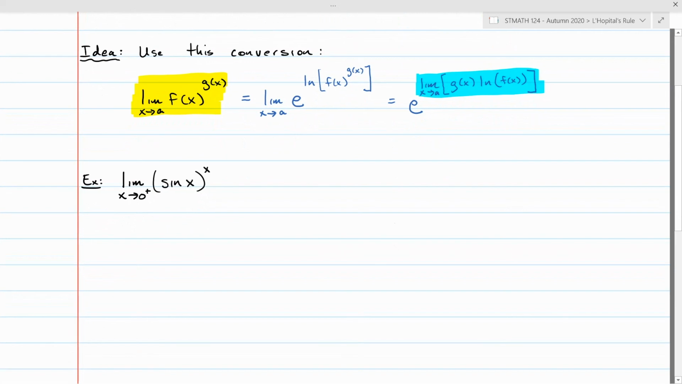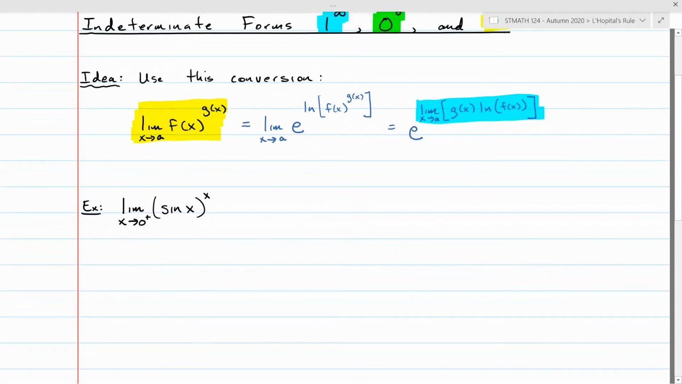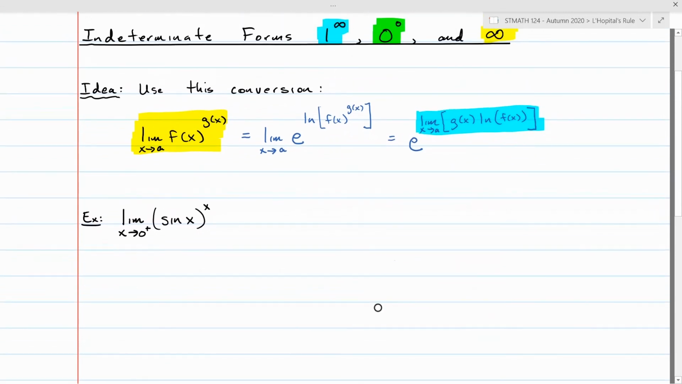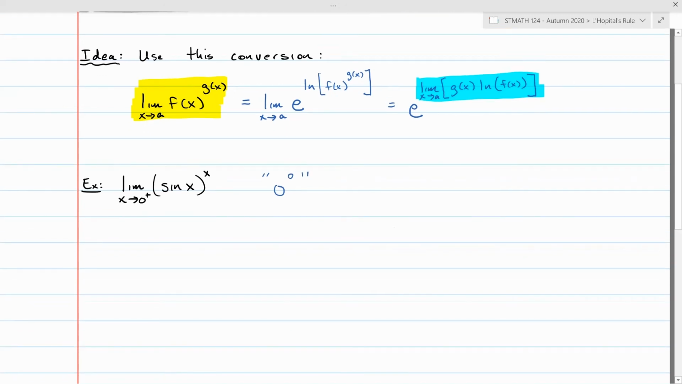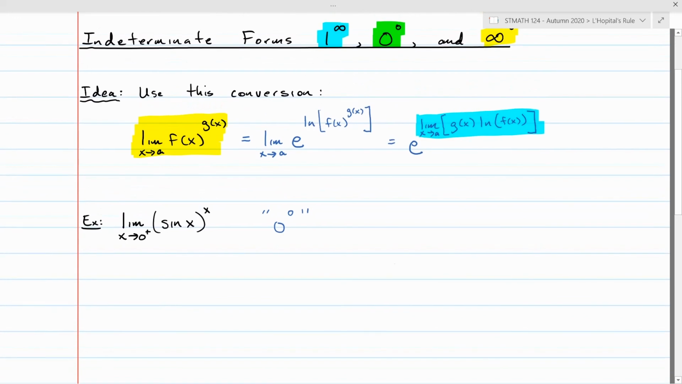So let's see if we can do this for a few examples. Here's an example: sine of x to the x. What kind of indeterminate form are we dealing with here? Well, as x goes to 0, the base is going to 0, and the exponent is also going to 0. So this is a 0 to the 0 indeterminate form, and that's one of the three covered by this strategy.